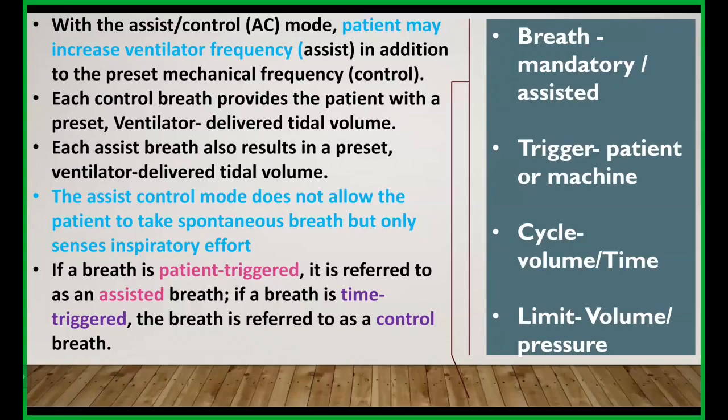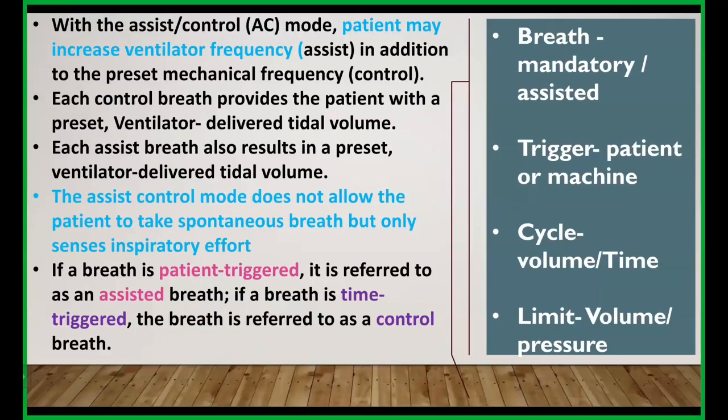So here is what I said actually. Each mandatory breath will also give a preset tidal volume. Say you set a tidal volume of 500 ml. The mandatory breath is going to give the same tidal volume, and your assisted breath is also going to give the same tidal volume. That is, just a trigger will be sensed, but the breath will have the same tidal volume as set.